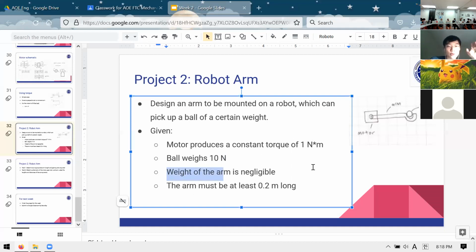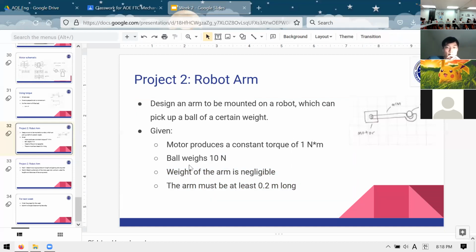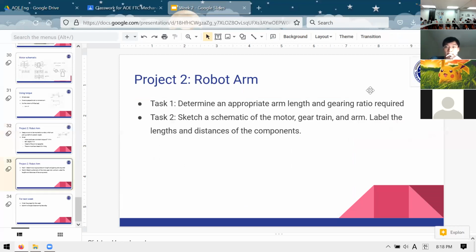You can ignore the weight of your arm, but the constraint is that you have to have an arm that's at least 20 centimeters long, so 0.2 meters. Your task here is to determine the appropriate length of the arm. And if you think that you need a gearing ratio, you need to determine what gearing ratio you're going to use.